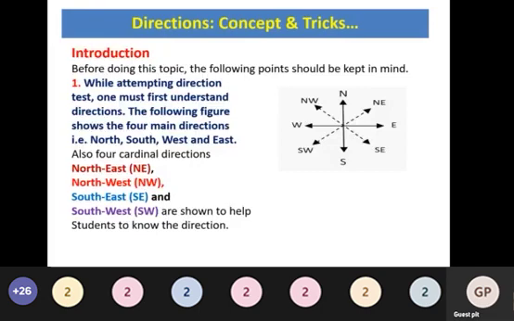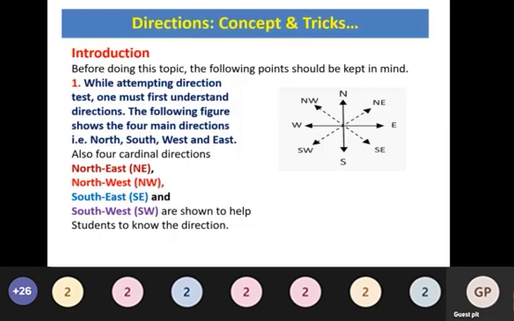Under the concept and tricks, the introduction part is very important, because we are going to learn the various different directions, which is very, very important to solve direction sense problems as far as the GATE aptitude is concerned. Before doing this topic, the following points should be kept in mind.